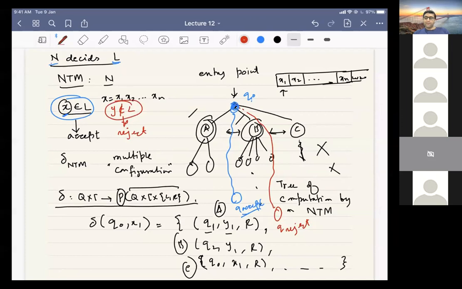Excuse me, sir? Yes. Sir, what will it do if it has more than one accept state? It doesn't matter. If it has more than one accept, it doesn't matter. That's why I said, if there exists at least one such path, we say that the string is accepted or rejected depending on what is stated. Right?